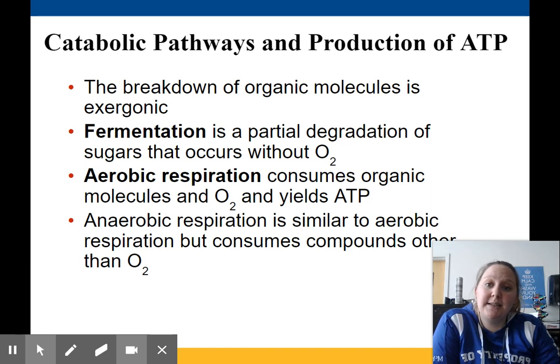Fermentation is one of the ways that we can build ATP, and this is the particular degradation of sugars in the absence of oxygen. Aerobic respiration is what we typically think of when it comes to cellular respiration because it consumes organic molecules with oxygen in order to yield a great deal of ATP. Anaerobic respiration does the same thing as aerobic respiration, but it is in the absence of oxygen, like fermentation.